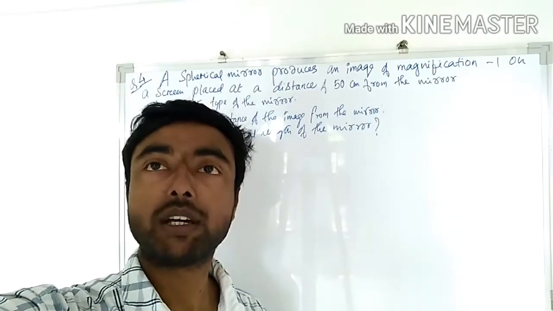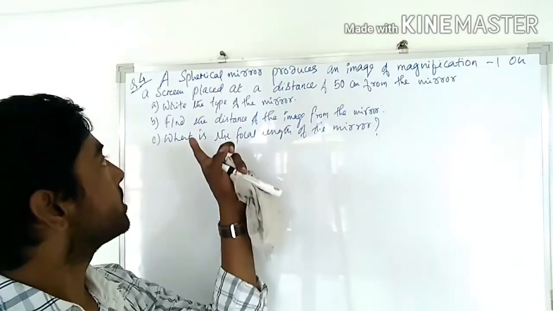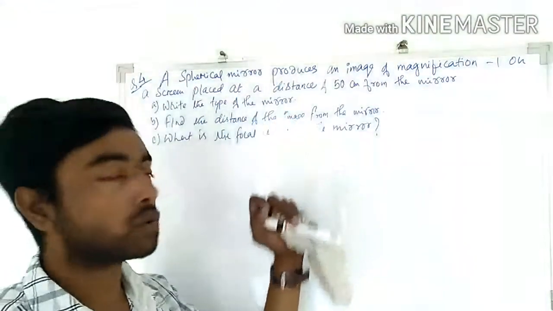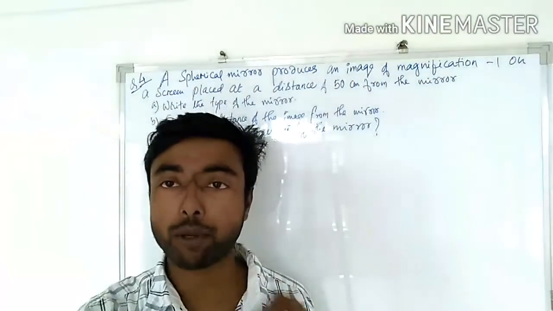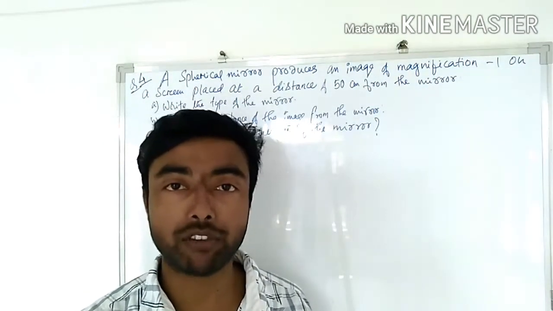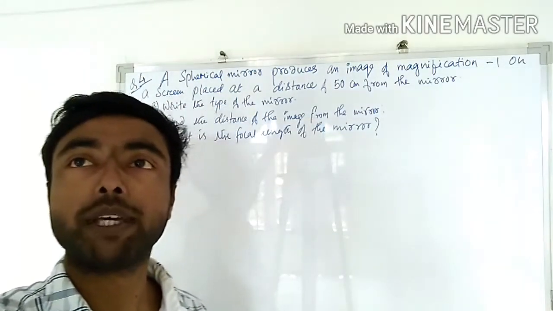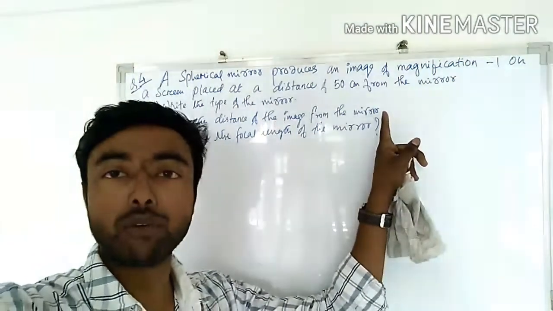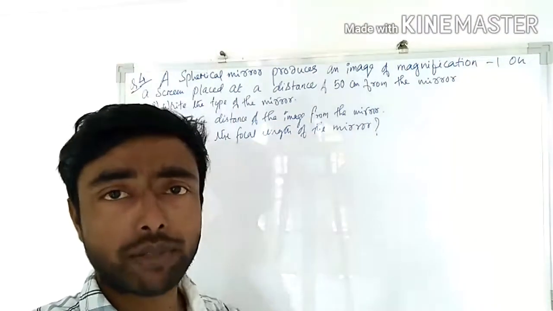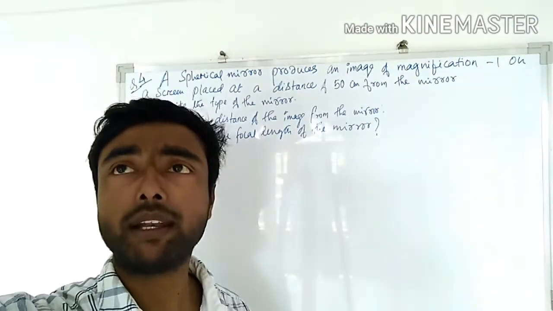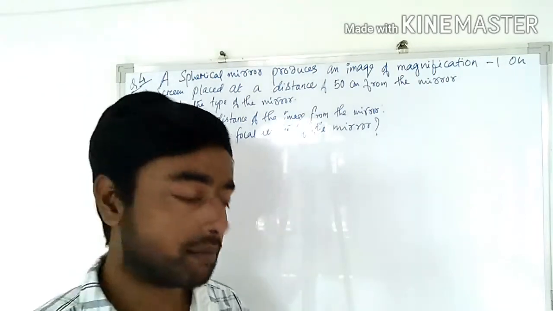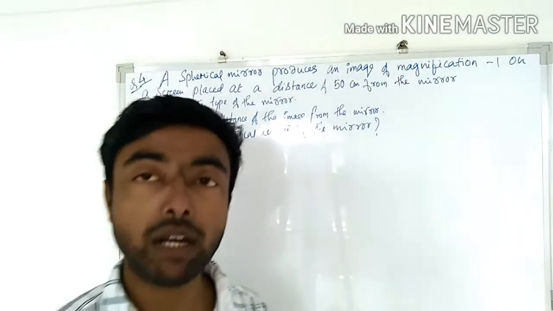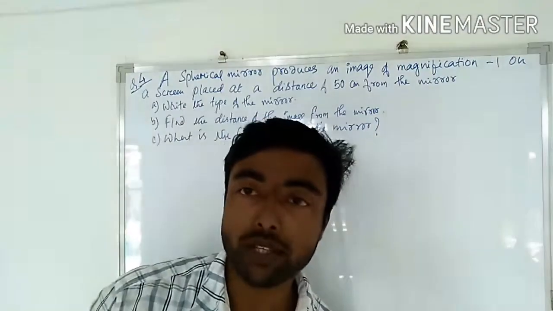The question is, number A, what is the type of the mirror? You need to find out whether it is concave or convex, and answer that. Number B, find the distance of the image from the mirror. You need to calculate the distance of the image from the mirror, and then the focal length of the mirror. You need to calculate the focal length of the mirror also. Okay, so let's do this.